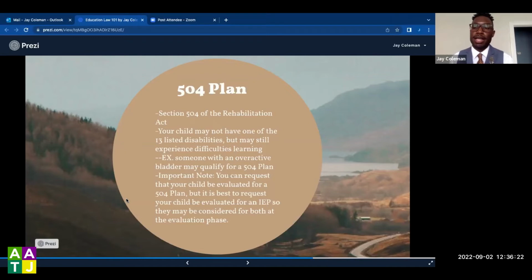I did have a client like that before. There's nothing cognitively wrong, but if you have to go to the restroom multiple times a day, you're obviously going to miss some instruction. So there's going to be a gap as far as your learning.